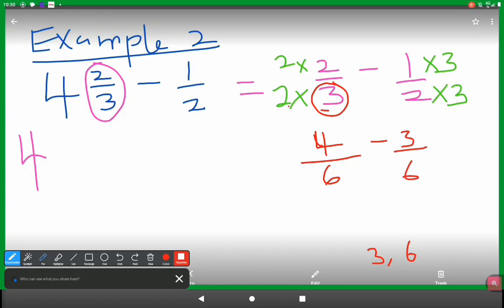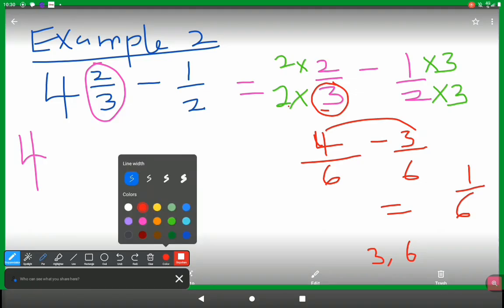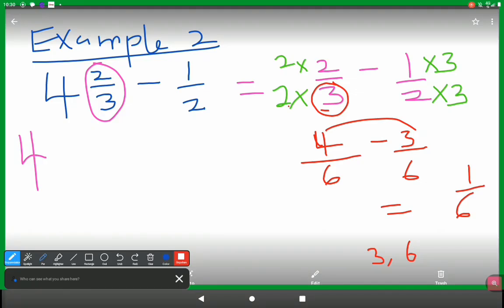Now you have the same denominator. You pick one. So 4 subtract 3 will give you 1. So your answer will be written beside the whole number, 4 whole, then 1 over 6.